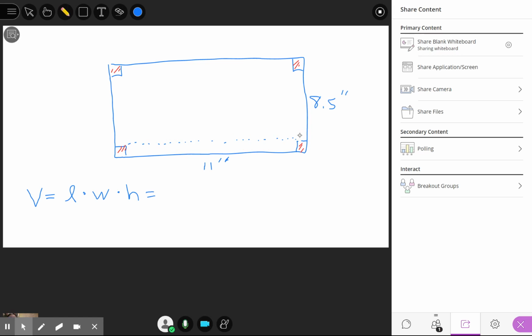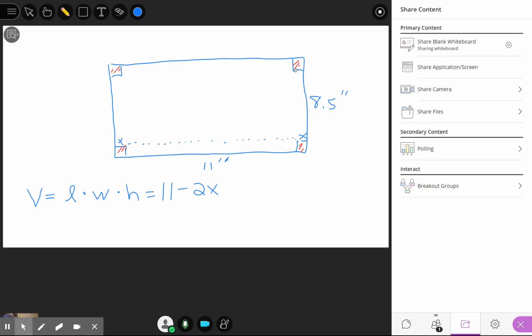So now our length is decreased by the amount that we cut out. And we don't know how much to cut out to maximize the volume, so we're going to call that x. So our new length is 11, but we have to take out x on each side, so we have to take out 2 x's. And then our width will be the same way.